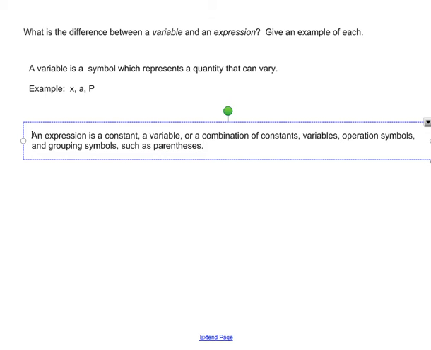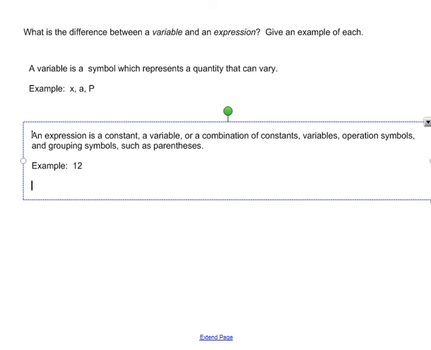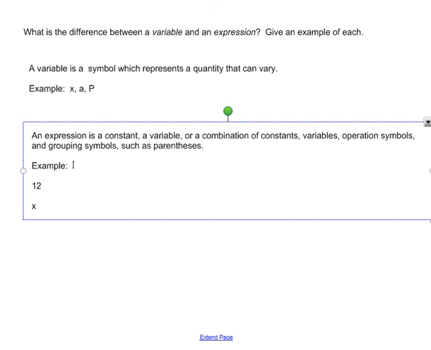So let's think about what this means. An expression can be just a constant, just the number, like the number 12. 12 is an example of an expression. It's a constant. An expression can also be just a variable, as they told us. We could just use x as an example of an expression. Now, that's not a very interesting one, but that does fit the definition. The definition says it could be a variable. So a variable could be an expression.